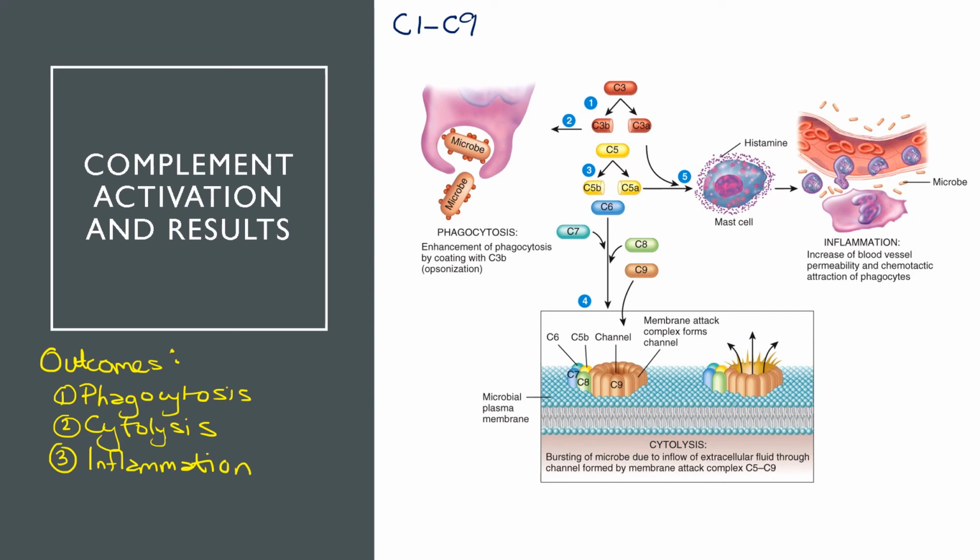Now the C1 to C9 complement proteins are inactive. And really they only become activated when they are split by enzymes into active fragments. Once they become activated, they're indicated by lowercase letters a and b. So these are inactive if they're just the uppercase, but C1a, for example, is an activated complement protein.